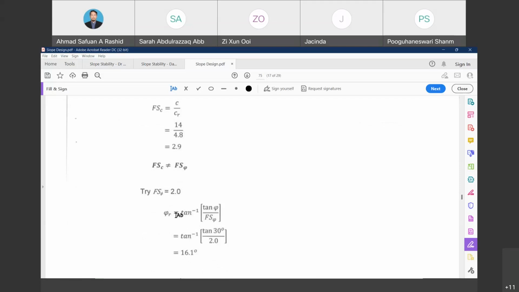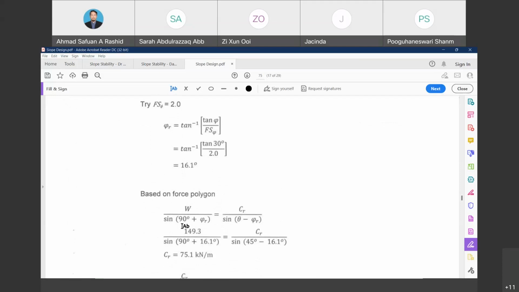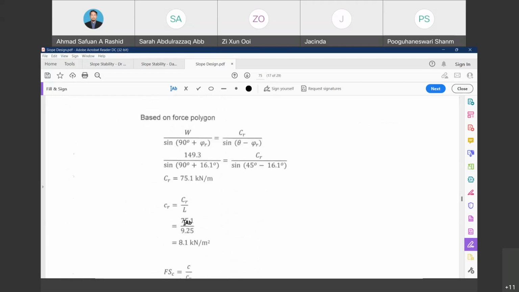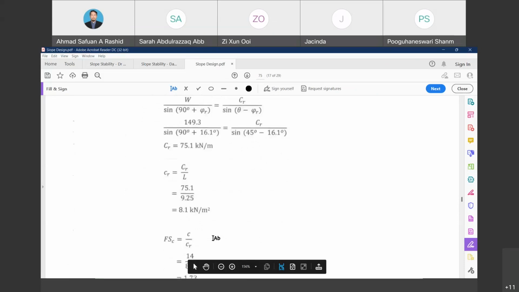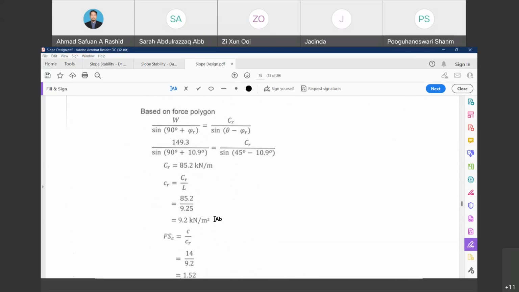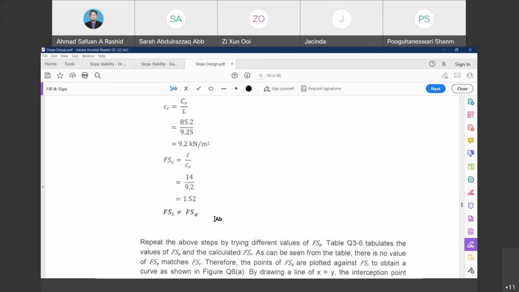FSphi is equal to 2. Then the phi r is equal to 16.1. So we use the same force polygon. Then we get 75.1 for the capital CR. So then the small letter cr is equal to 8.1. The FSC is equal to 1.73, still not the same. Then we repeat again for the second last trial. FSphi is equal to 3. So we use the phi r equal to 10.9. Then the capital CR is 18.2, small letter cr is equal to 9.2. So then we obtain 1.52. So still not the same.